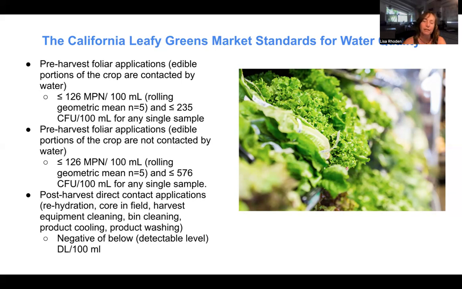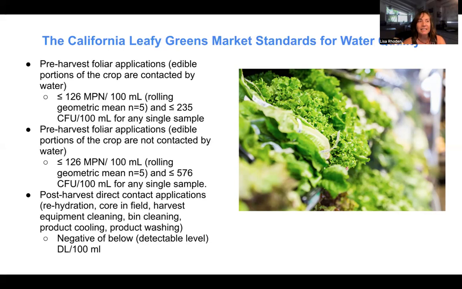We don't typically use this unless in specificity anyway, unless you are required to do so because your buyer asked you to use it. Currently, I don't know of any buyers in Hawaii who are asking their growers to follow this standard. As you can see, it's very similar to the recreational water standard, slightly different in the single sample data points, but otherwise the threshold values are very similar.